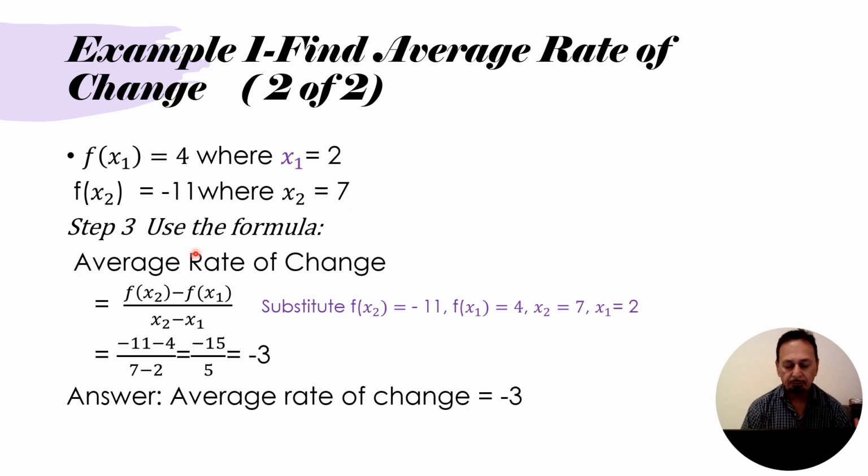Now we can use step 3. We use the formula, average rate of change is f of x2 minus f of x1 over x2 minus x1, where now we substitute. f of x2 is minus 11, f of x1 is 4, x2 is 7, x1 is 2. Minus 11 minus 4 is minus 15, 7 minus 2 is 5, minus 15 over 5 is negative 3, so the average rate of change is negative 3.